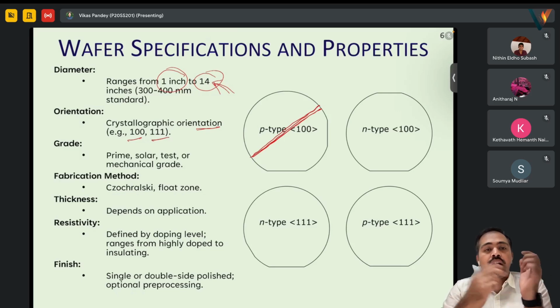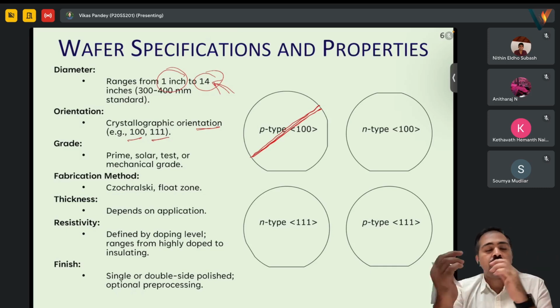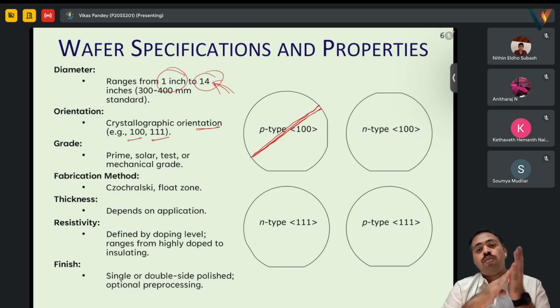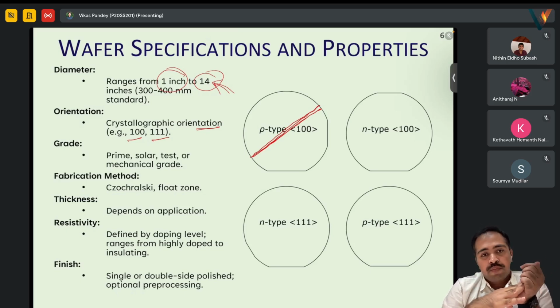If anyone is not aware of crystallographic orientation, just search on YouTube and you will find some basic Miller indices videos. If you are not able to understand, we can discuss in any class once these questions are over. So the top plane is oriented in one single crystal structure, and they will be available as 100, 111, or 110. Mostly 100 and 111 are the common ones.